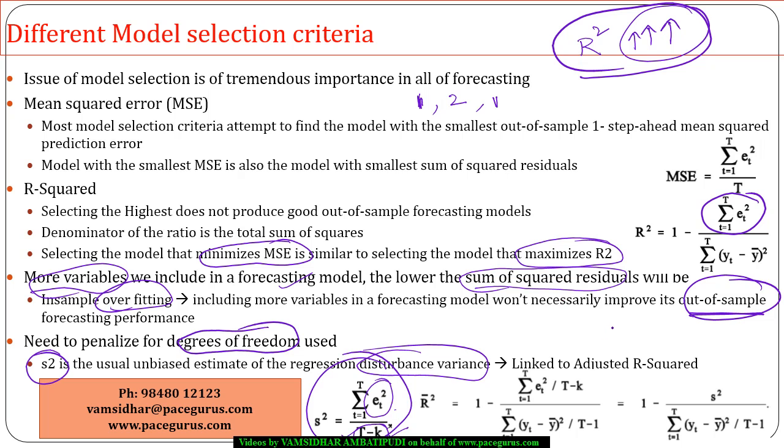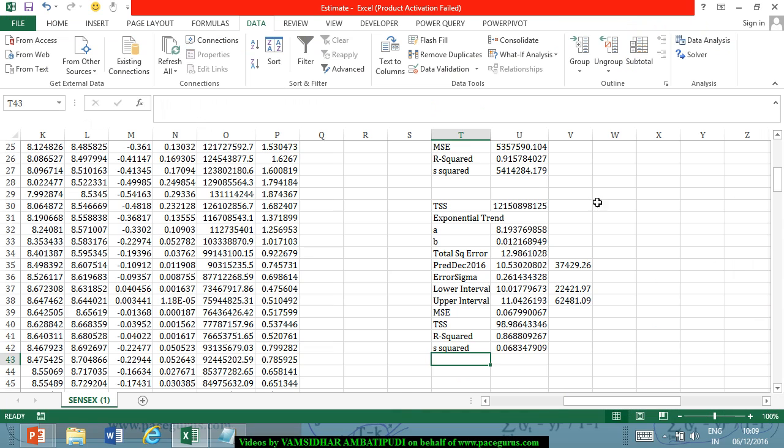Similarly, we also have another mechanism called adjusted R square, which works out like this: 1 minus the total error divided by t minus k, which is S squared, and in the denominator we have the total sum of squares divided by t minus 1, which is one less than the total number of observations. That is what we are calling adjusted R square. This is also one more measure that we can use for comparison purposes.